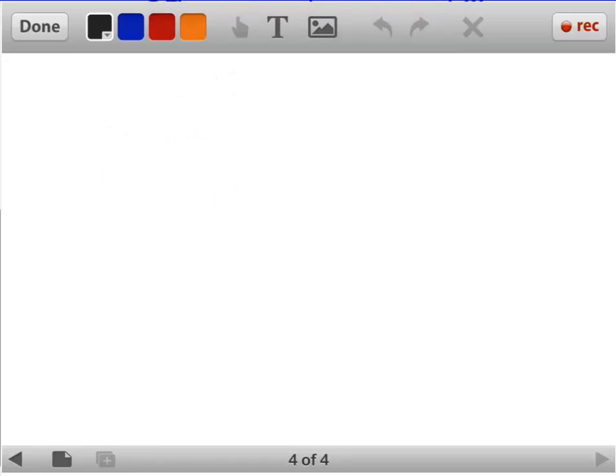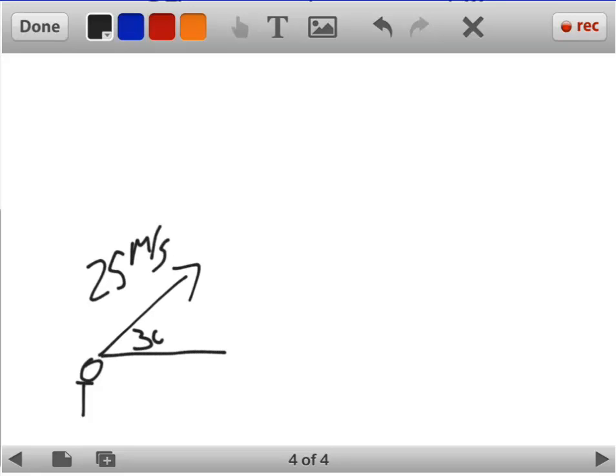But I do want to do one where we look at something that's maybe launched at an angle. Say like a golf ball. If a golf ball is resting on a tee and it gets hit this way at 25 meters per second, okay, and this angle's 30 degrees. How do I deal with that? How can I figure out its range? I want to know its change in position, and I want to know its maximum height.